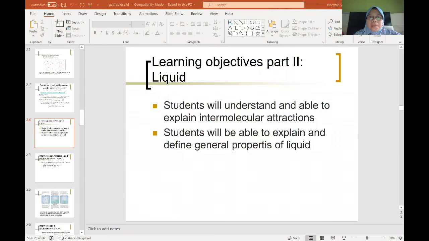Welcome to the next chapter of matter. In this chapter, we will discuss matters regarding gas, liquid, and solid. For liquid, the learning objectives will be, one, the intermolecular attractions, and the other one is the general properties of liquid.